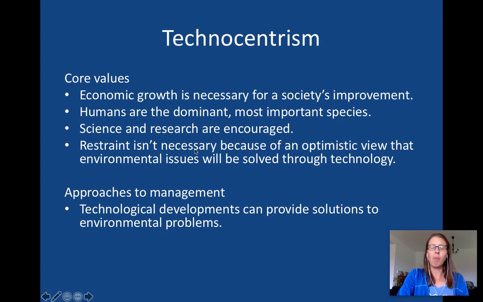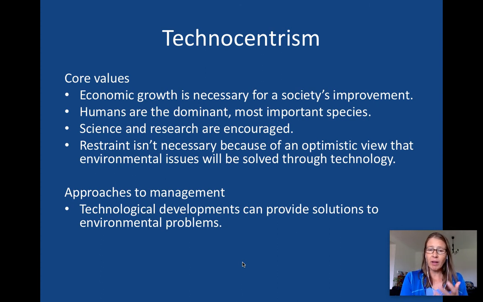Technocentrism, the last one. Now, this one focuses on the idea that we need economic growth so we can keep inventing. Humans are the most important species. It really encourages science and research. And actually, we don't have to restrain our consumption and our use. It's quite optimistic that we could just kind of keep on keeping on. But it's important that we use technology to provide solutions. So if we're running out of a resource that we think is important, we might invent a new technology that can use a different resource. So substitute that resource for another.